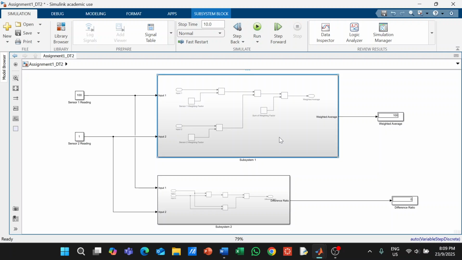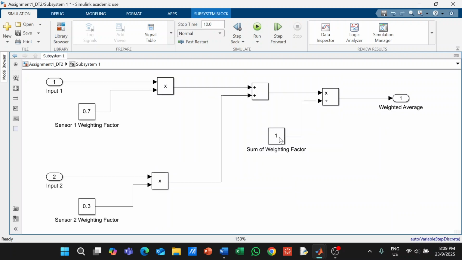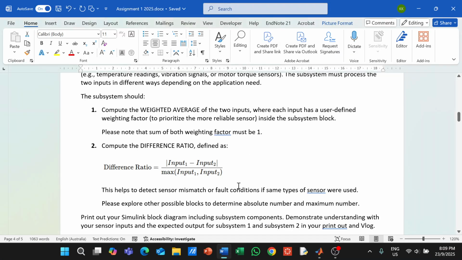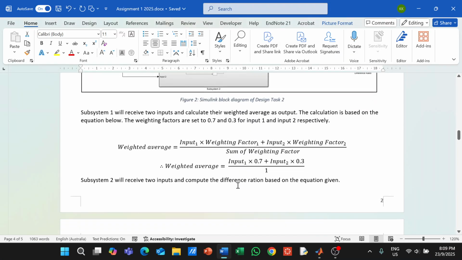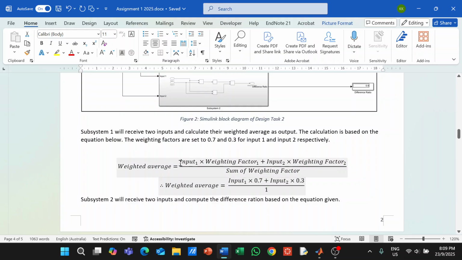So for the weighted average, it is calculated based on the equation: input 1 multiplied by its weighting factor, plus input 2 multiplied by its weighting factor, divided by the sum of the weighting factors, which is 1 based on the requirement. To simplify, the equation will be this.